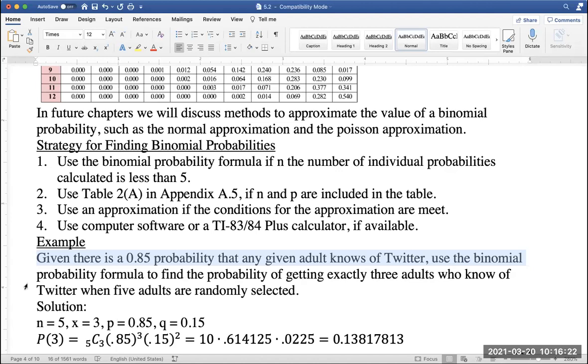Given there is a 0.85 probability that a given adult knows Twitter, use the probability formula to find the probability of getting exactly 3 adults who know of Twitter when 5 adults are randomly selected. So in this case, n is 5. The number of trials is 5. It's a fixed finite number. They're independent. We want to find the probability of getting exactly 3. Success is that the adult knows of Twitter. The probability of success is 0.85. Therefore, if I have an 85% chance of success, I have a 15% chance of failure. So q is 0.15.